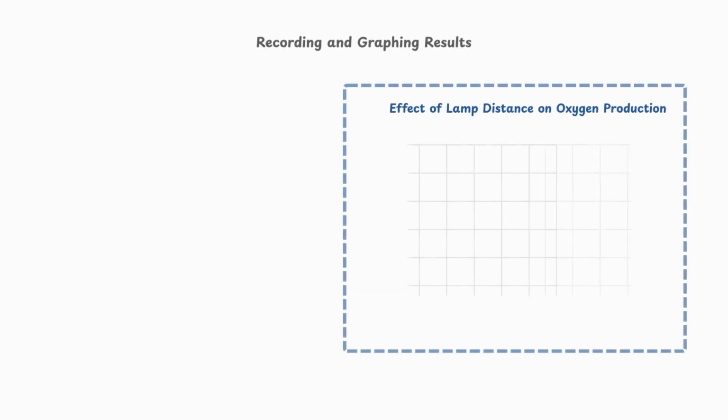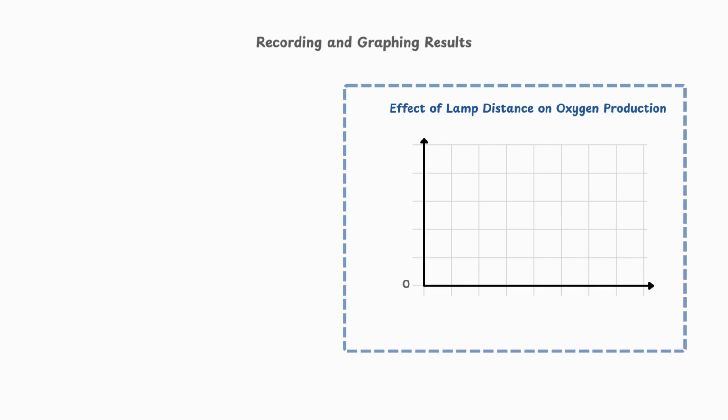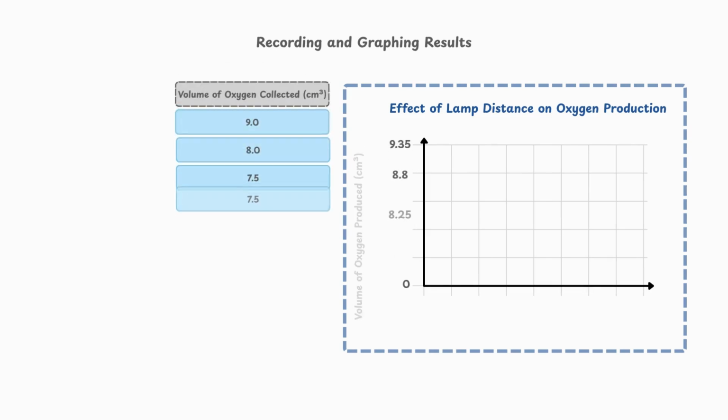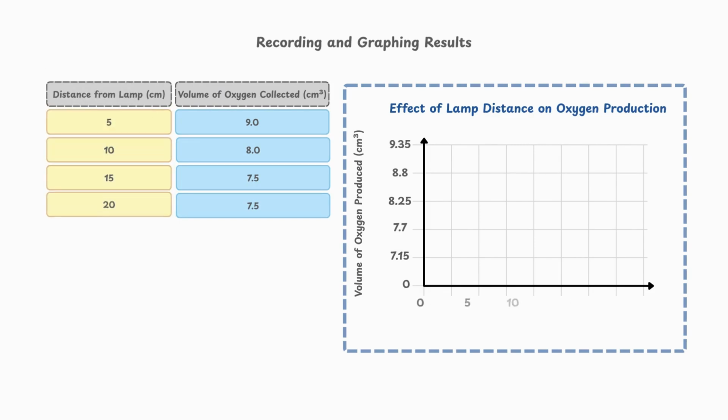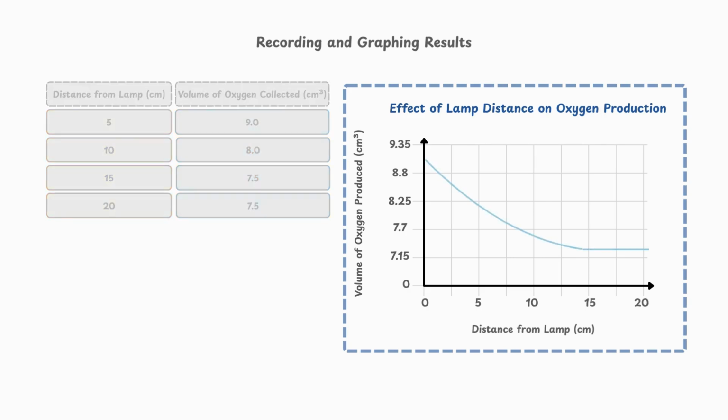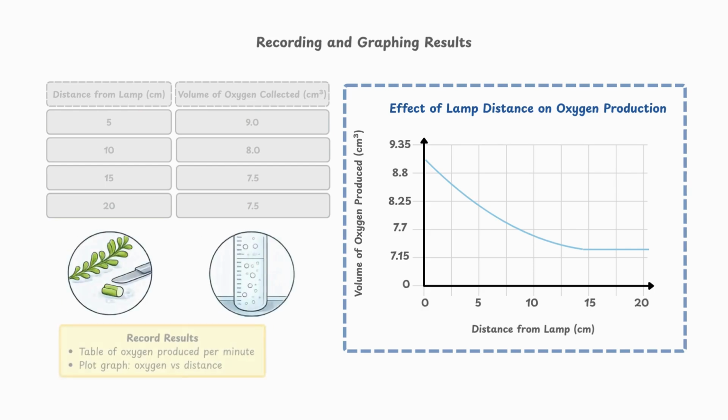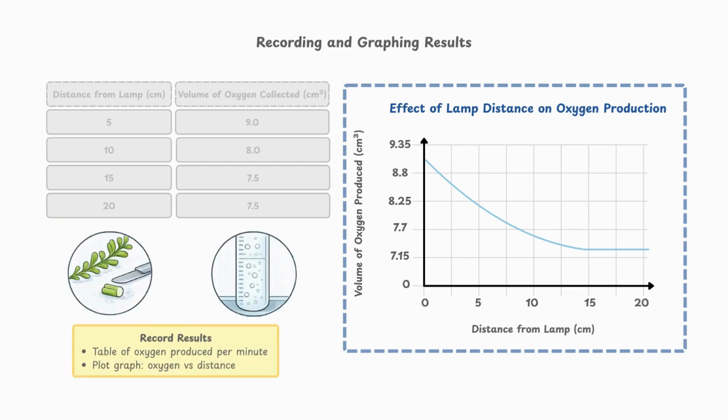Let's now move on to recording and graphing results. Record the oxygen produced at each distance in a table. Then plot a graph with oxygen produced per minute on the y-axis and distance from the light source on the x-axis. Initially, moving the lamp closer increases the light intensity, which increases oxygen production. Eventually, the curve levels off as light is no longer the limiting factor. At this point, another factor, such as carbon dioxide concentration or temperature, limits the rate of photosynthesis.